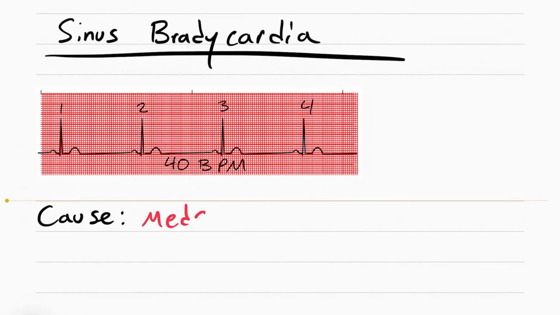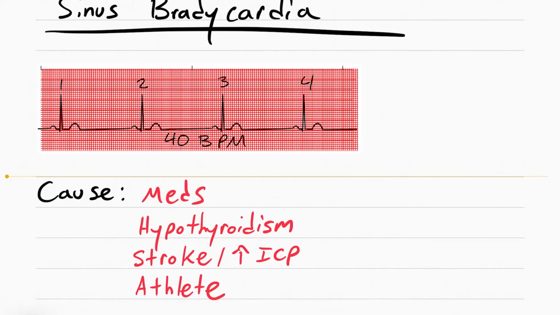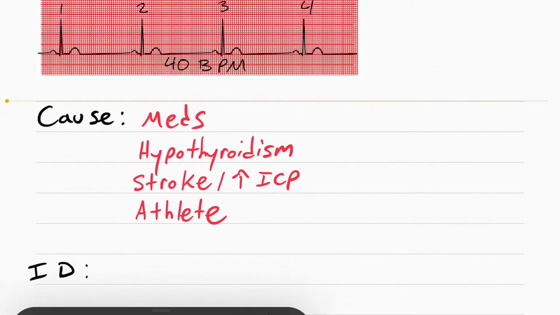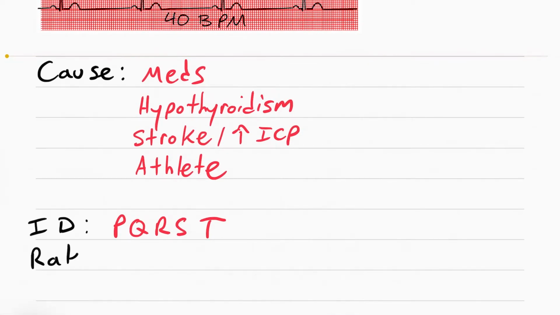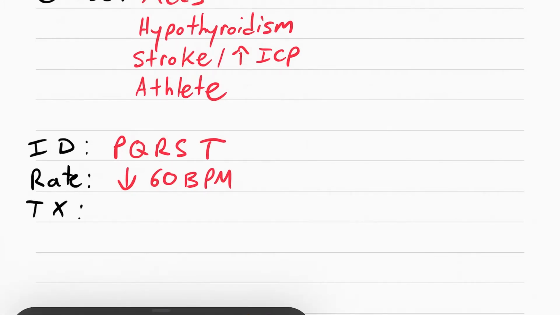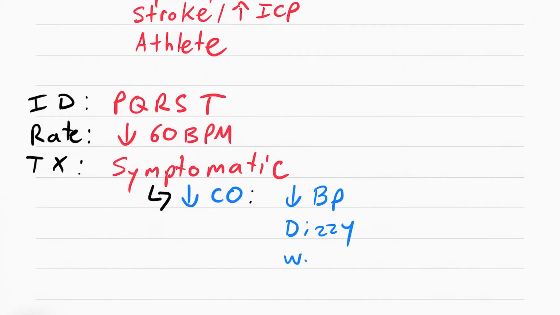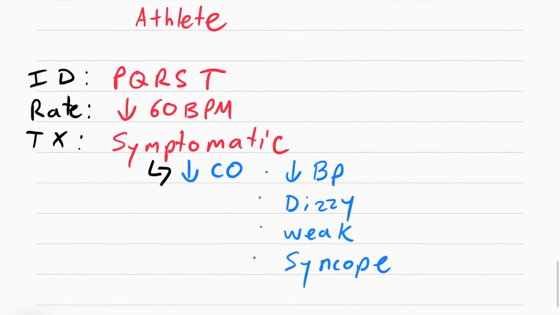Now, what causes sinus bradycardia can be medications, hypothyroidism, stroke, increase in intracranial pressure, which we'll discuss later, and being an athlete. This rhythm still has P, Q, R, S, T there, except that the beats are less than 60 beats per minute. Now, how you know you have to treat sinus bradycardia is if the patient is symptomatic. That means they have a decrease in cardiac output. Decrease in cardiac output means the heart isn't pumping good enough, and the patient is going to experience low blood pressure, dizziness, weakness, and syncope, which means they can faint.